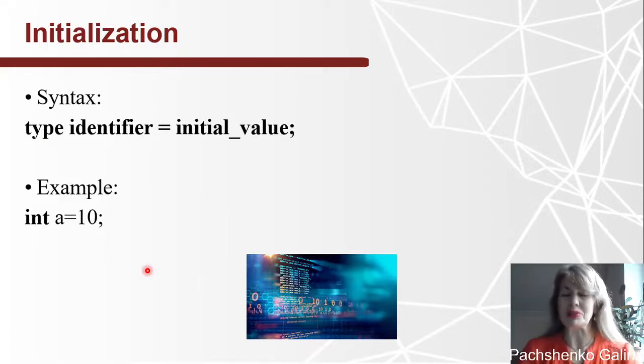So, the syntax to do initialization. Type, then identifier, here goes the name of our variable, then equal sign and the initial value. And we finish with a semicolon. Example, the type of variable is integer, so we write int, then goes the name of our variable a, equal sign, and the initial value for our variable a. The initial value is equal to 10.